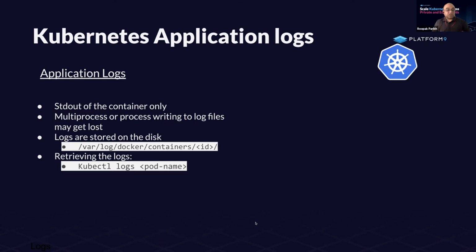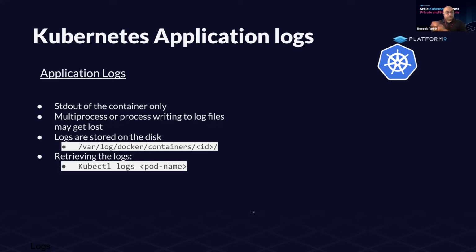Now comes the application, the thing that you are running, the applications that you have written. As I mentioned earlier, containers are supposed to only write to stdout, and the container runtime, Docker, or others, containerd, will take that stdout and push it to log files in some location, depending upon the runtime. For Docker, it's /var/lib/docker/containers/container ID, and so on and so forth.